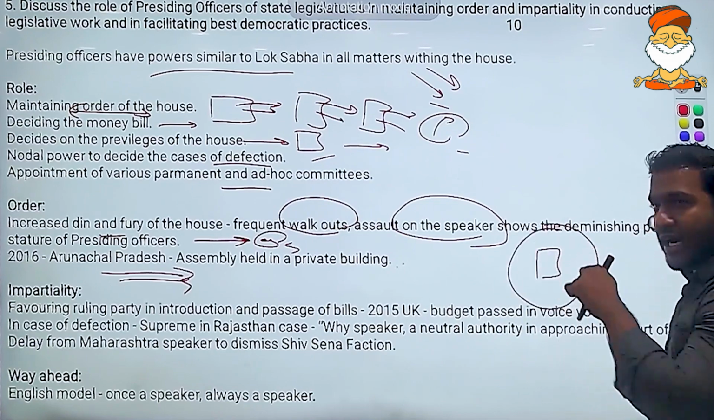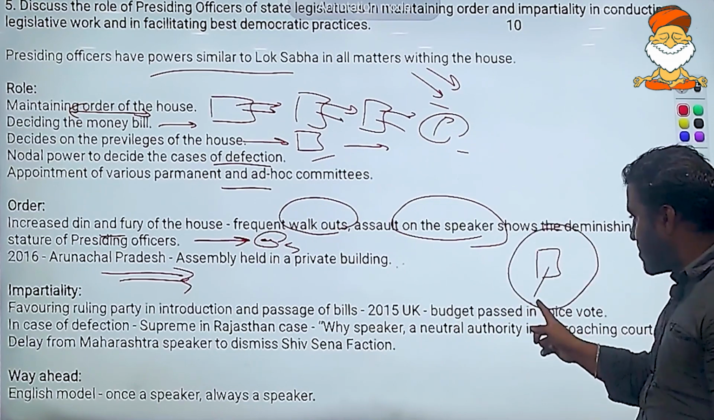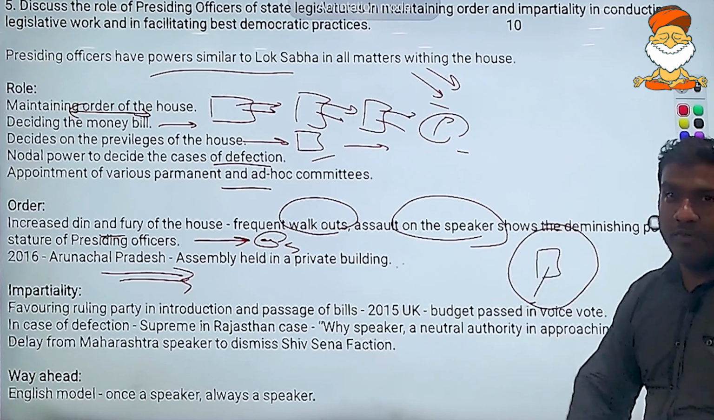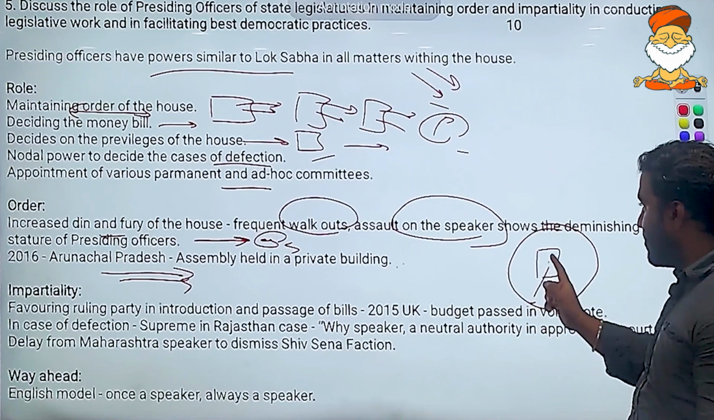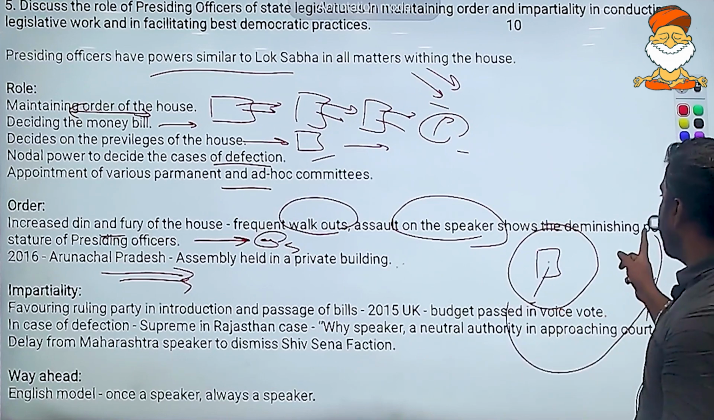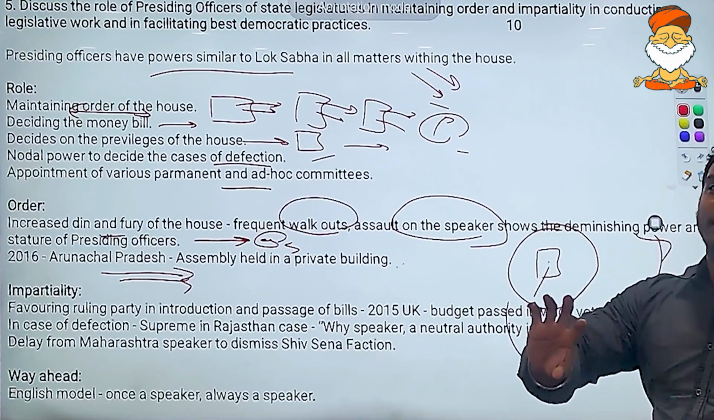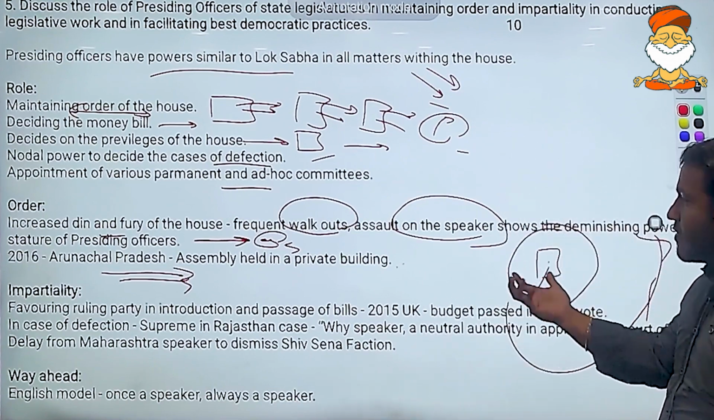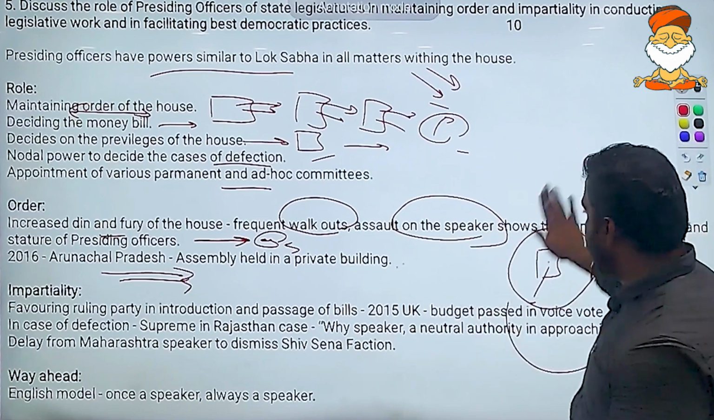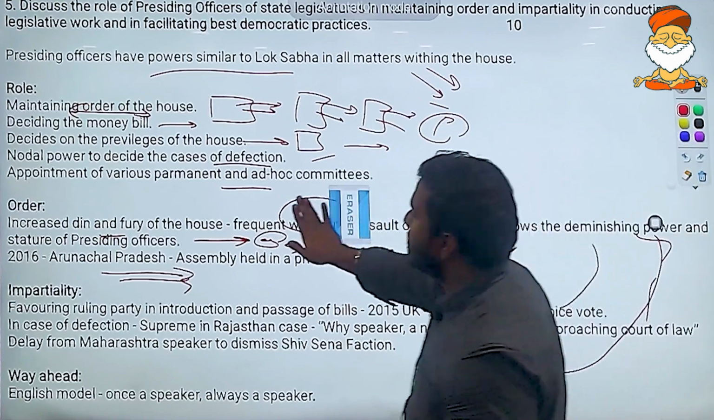If the assembly is held, the first thing that happens is the speaker or the presiding officer will be removed. But the ruling party doesn't want that to happen. So they said we will hold a secret assembly in a private building and let the opposition not get to know that we have held a session. So that was the famous Nabam Rebia case. There also, we can give this as an example.